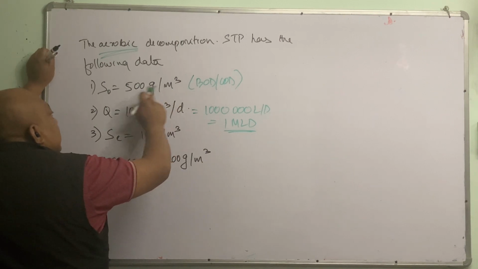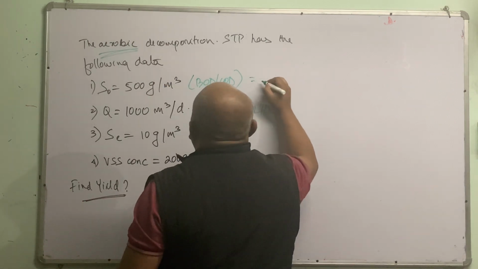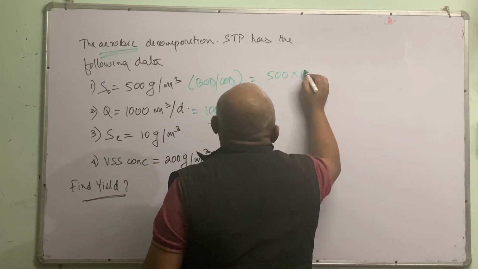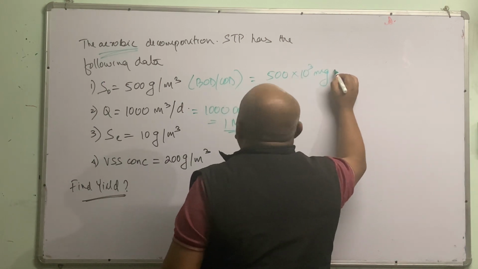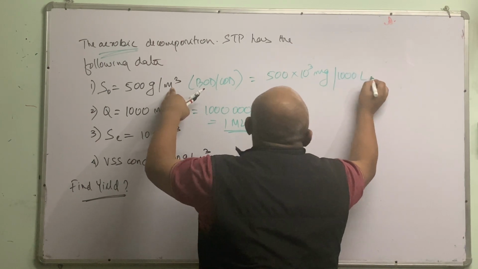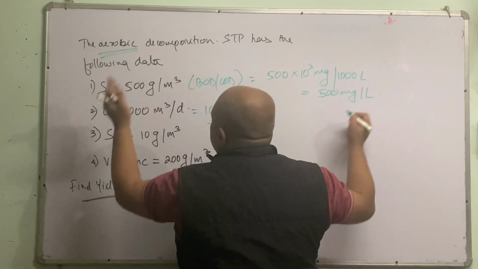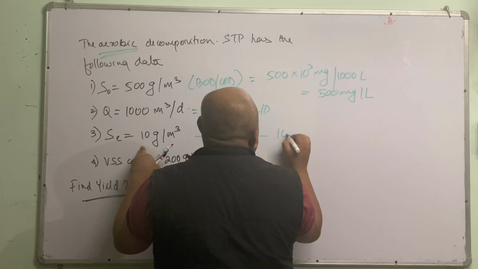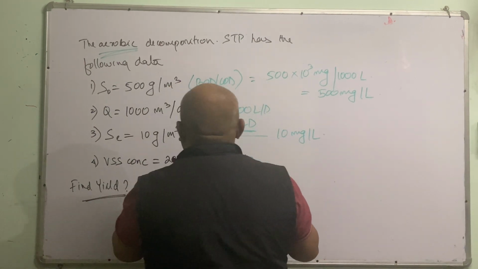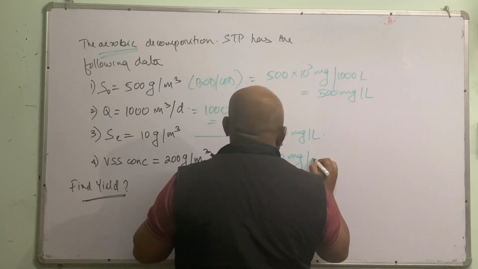The incoming BOD is 500 grams per meter cube. I'm not going to make it complex, but this is 500 into 10 to the power 3 milligram divided by 1 meter cube, which is 1000 liters. So this is 500 milligram per liter, and effluent is 10 milligram per liter.